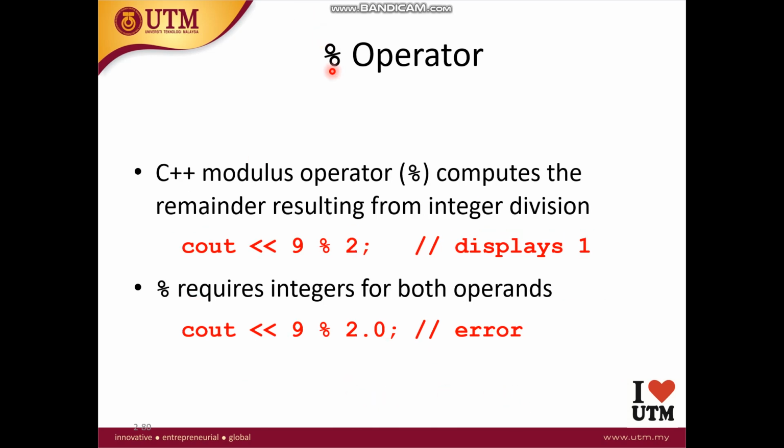And this is the modulus operator. 9 modulus 2, how many 2's do we have in 9? 4. But how much is the remainder? 1, so it displays 1. But we can't perform modulus in floating point. Both operands, or both values, must be integers.